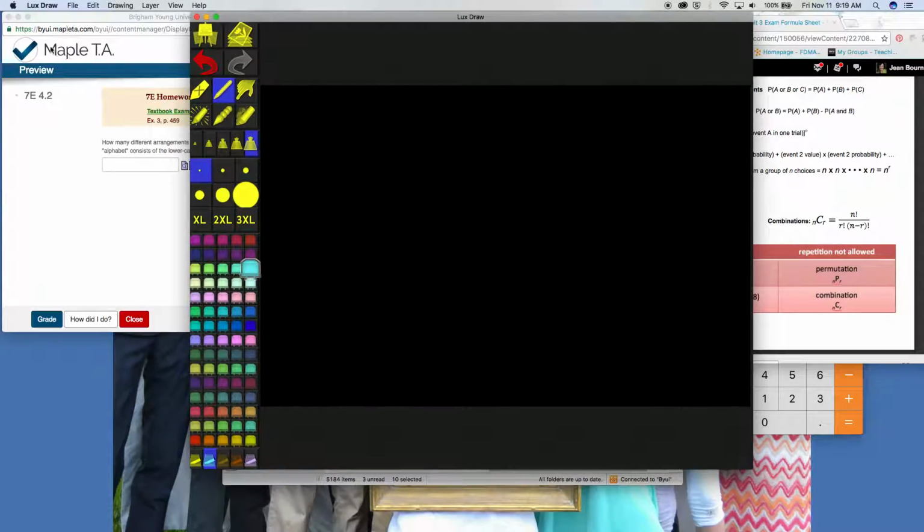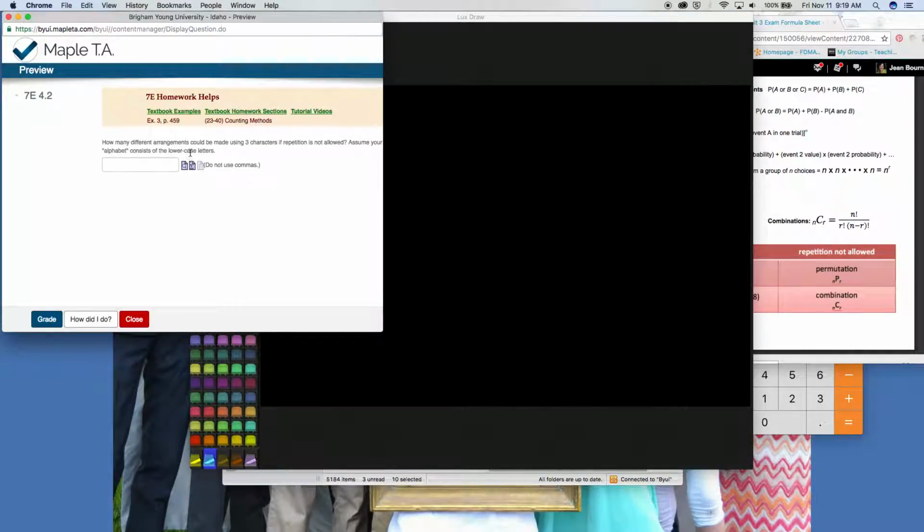Okay, here's a little recording for homework 7E, number 4. Now some of you will have different numbers. I'm going to do actually different numbers, but this is what it looks like. How many different arrangements could be made using 3 characters if repetition is allowed?